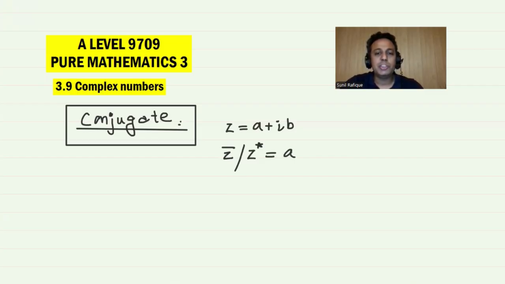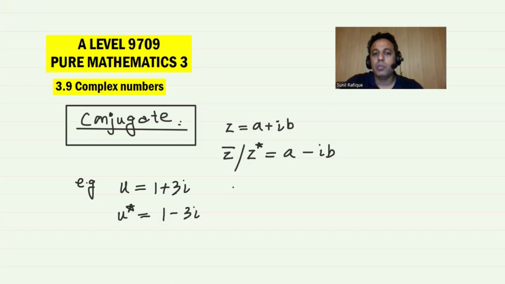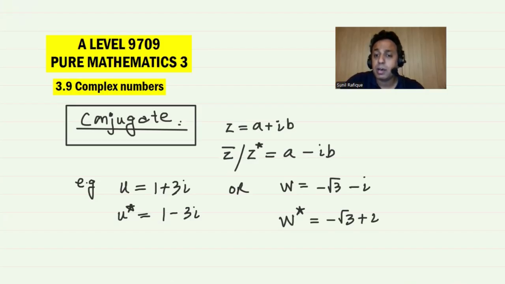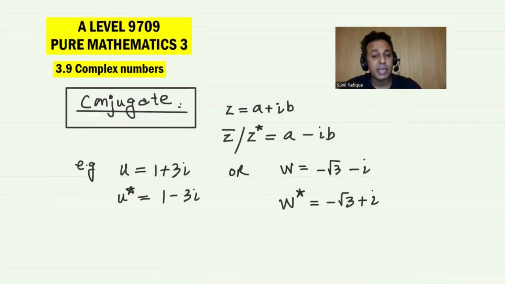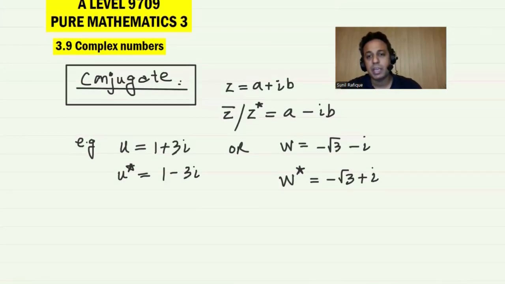How do you write a conjugate? Just change the sign of the imaginary part. You get it? Like a plus ib. What's the imaginary part sign? Positive. Switch it to negative. Example: if you have u equals 1 plus 3i, its conjugate is going to be 1 minus 3i. Or if you have w equals minus root 3 minus i, then w star is going to be minus root 3 plus i. You get it? Change the sign not of the real part, but just of the imaginary part.